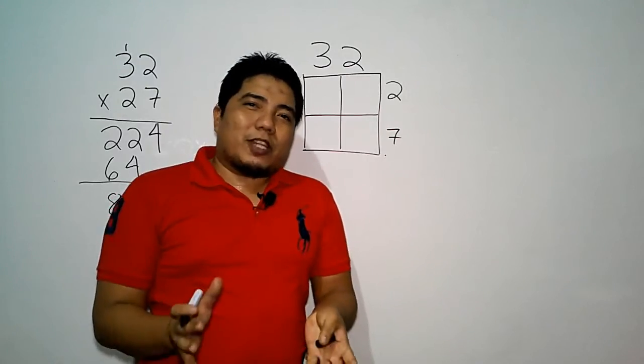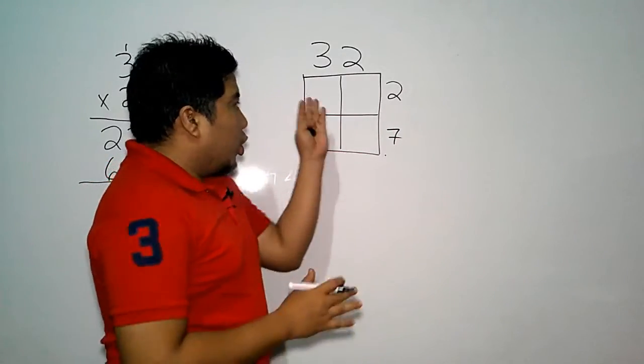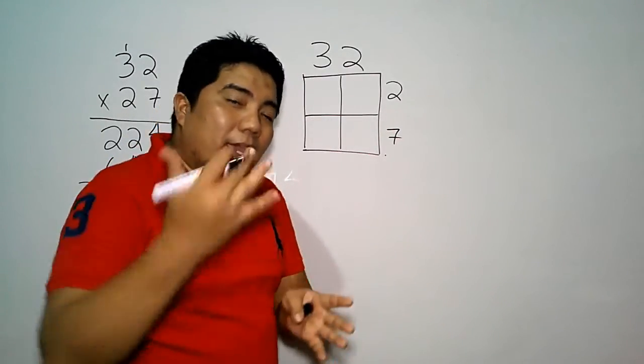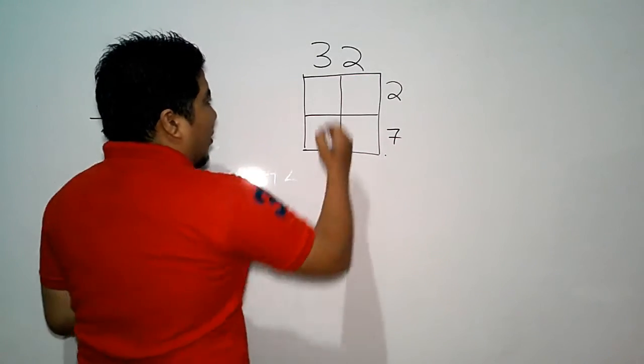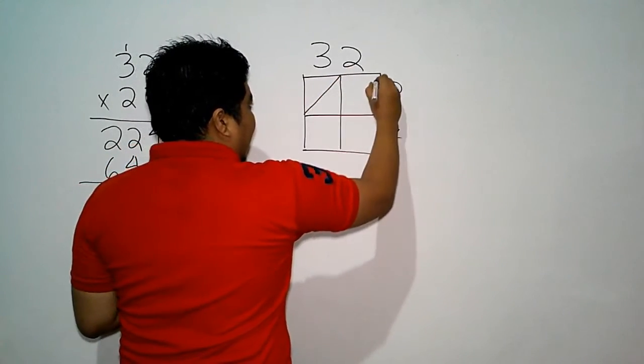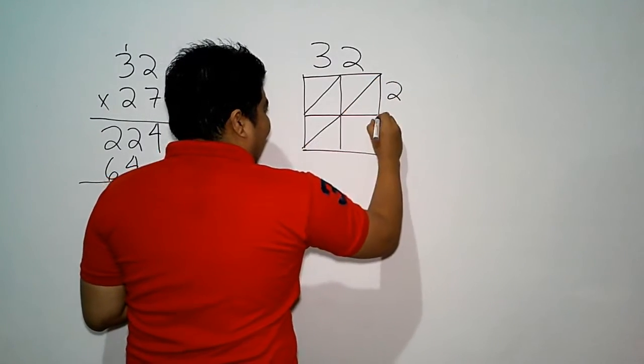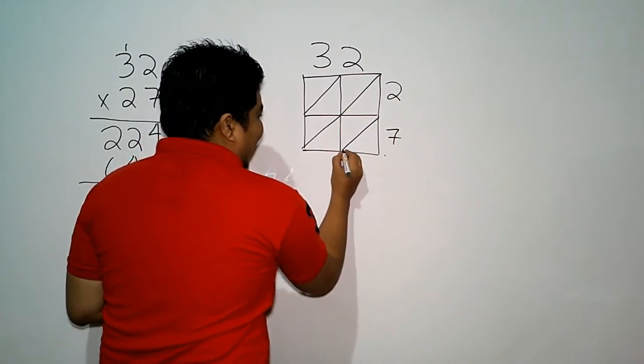Okay. When you make your table, what you will do is you will divide the table by making diagonals from each square. So, making a diagonal, that's going to be like this, okay? And then like this. Alright.